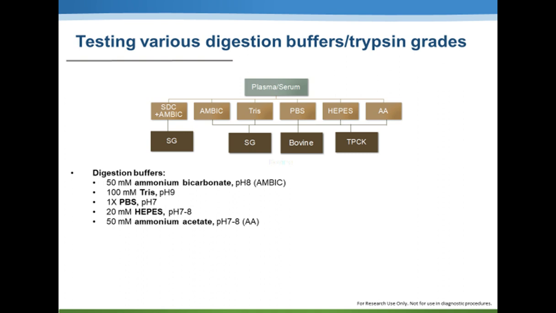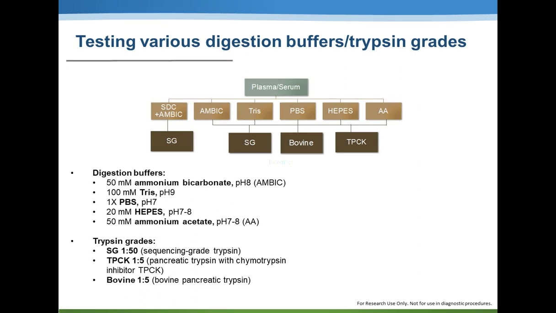So using this protocol, we tested 5 different buffers. They include AMBIC, Tris buffer, PBS, HEPES, and ammonium acetate. We also tested 3 different trypsin grades: sequencing grade trypsin, which is commonly used in proteomics; TPCK trypsin, which is a pancreatic trypsin with TPCK added to inhibit chymotrypsin; and also bovine pancreatic trypsin.